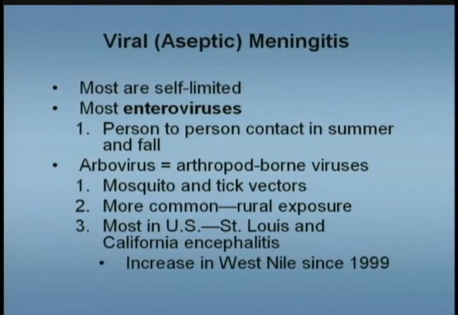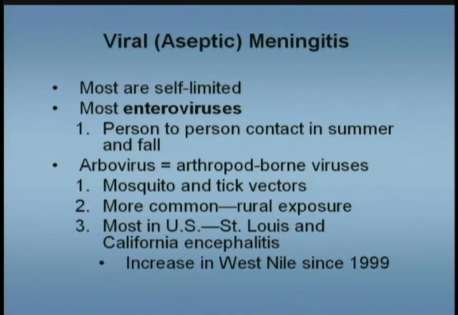Aseptic meningitis or viral meningitis, most of these are self-limited. The patients are sick, but they get better on their own. And the majority of aseptic meningitis is caused by enteroviruses. And so it's more of a seasonal outbreak. It happens more often in the summer and in the fall.